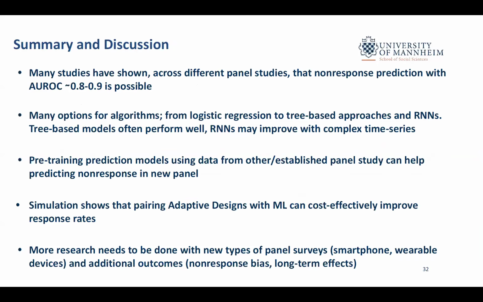So that's it for our simulation study, showing us what could be possible with these interventions. I believe I'll hand it over to Christoph now to wrap up.